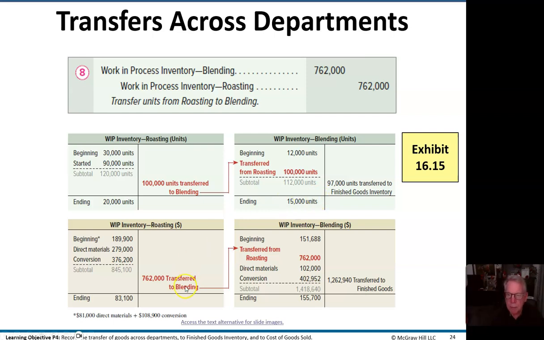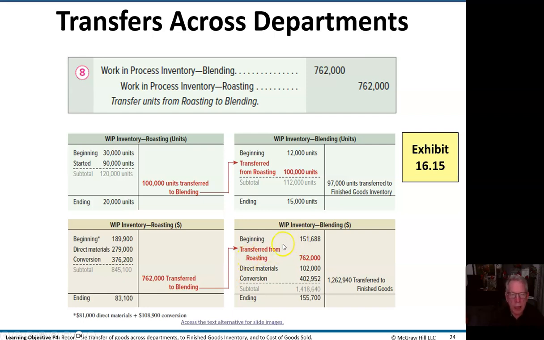So if we put some money to this, based on our prior slides, we started with beginning inventory in roasting. We added direct material. We added some conversion for a total of $845,100. $762,000 was moved out of roasting, leaving $83,100 in ending inventory.